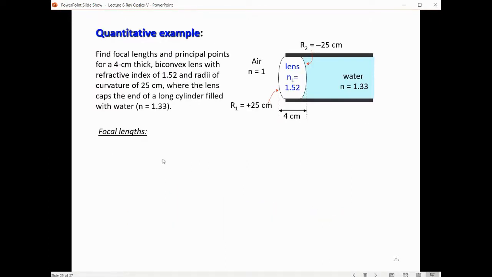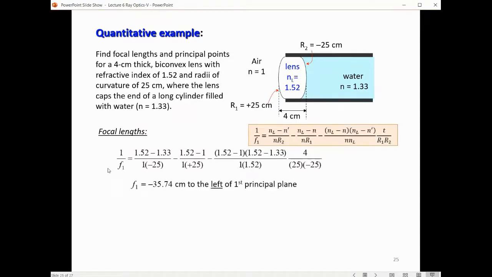This is a quantitative example. We need to find the focal lengths and the principal points for a 4 cm thick, that's here is 4 cm, biconvex lens that has a refractive index of 1.52 and radii of curvature of 25 cm. So R1 here, the center of curvature is on the right side, so it's positive 25. For R2, which is the second surface, the radius of curvature is negative because the center of curvature is on the left side. And this lens caps the end of a long cylindrical tube that is filled with water with a refractive index of 1.33.